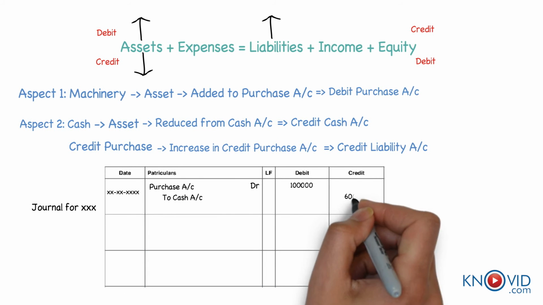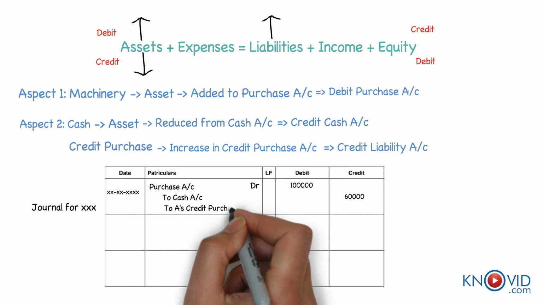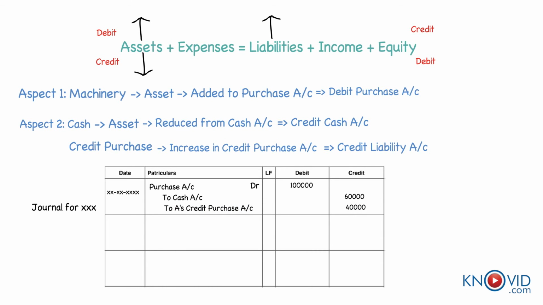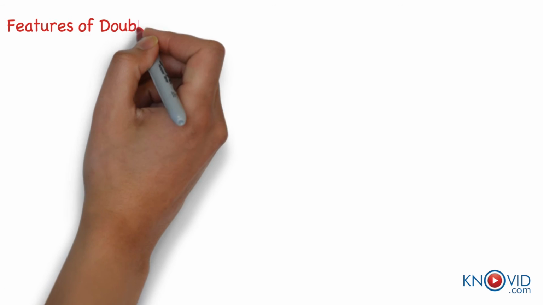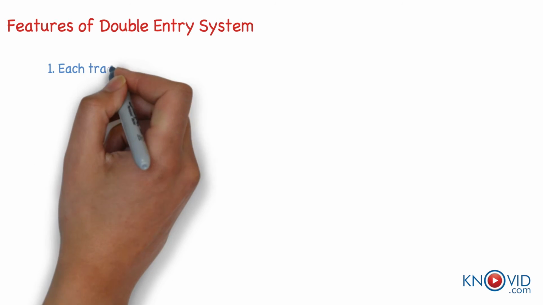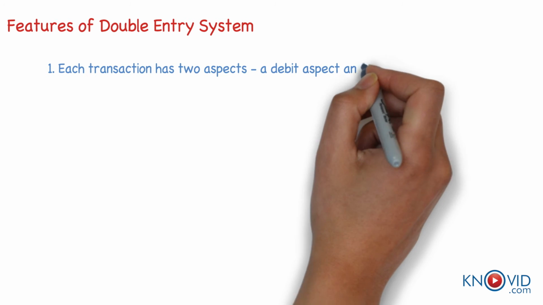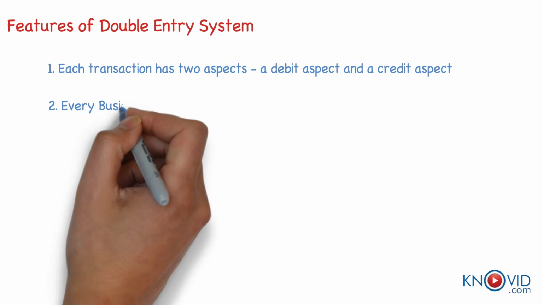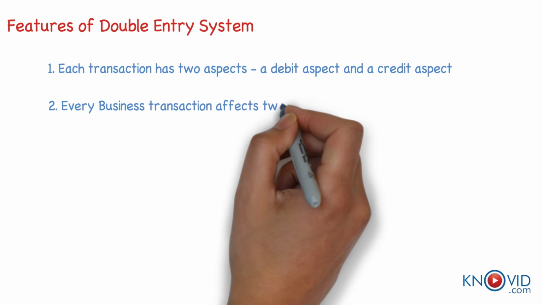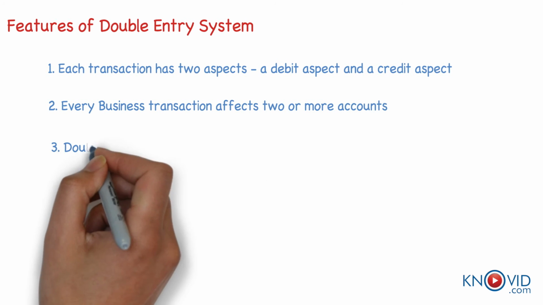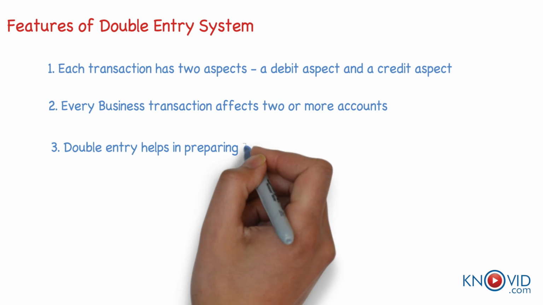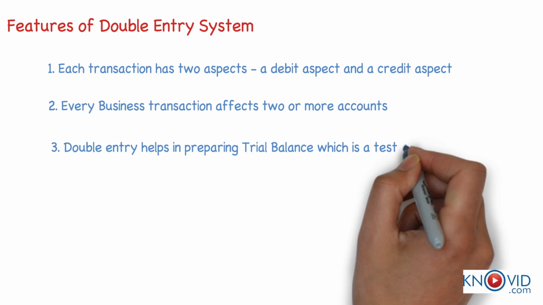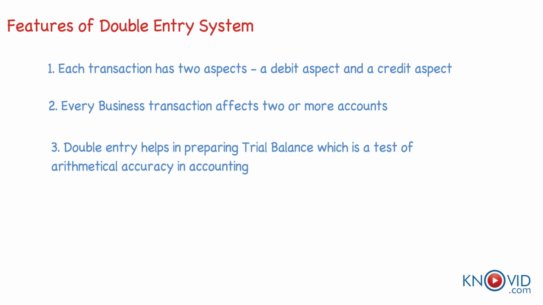The two aspects that we saw, that is, debit aspect and credit aspect, is the basis of double entry system. The double entry system is so named because it records both aspects of the transaction. The features of the double entry system are: 1. Each transaction has two aspects, a debit aspect and a credit aspect. 2. Every business transaction affects 2 or more accounts. 3. Double entry helps in preparing the trial balance, which is a test of arithmetical accuracy in accounting.